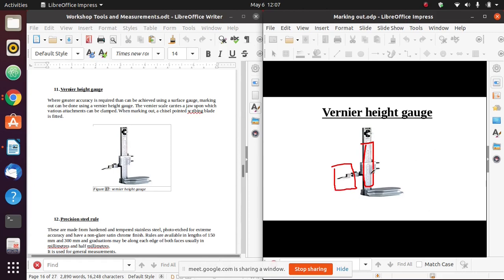So I will clamp a jaw on this chisel, and then depending on the height, the measurement I want to inscribe on the workpiece parallel to the reference surface, I'll move it. Let's say I want to measure 15.1 to 15.12 centimeters. So I want 15 centimeters and 0.12 of a centimeter.